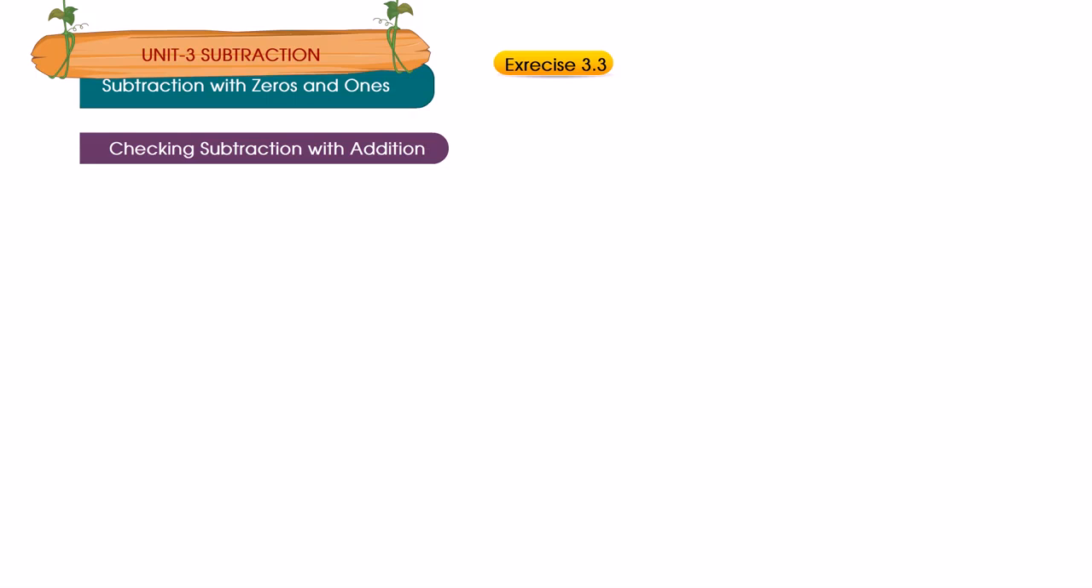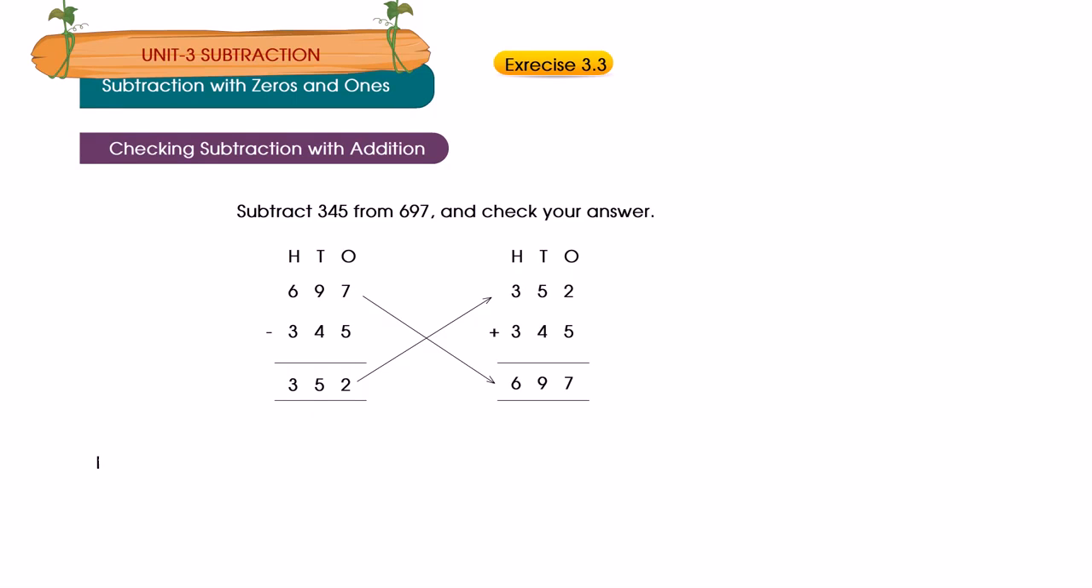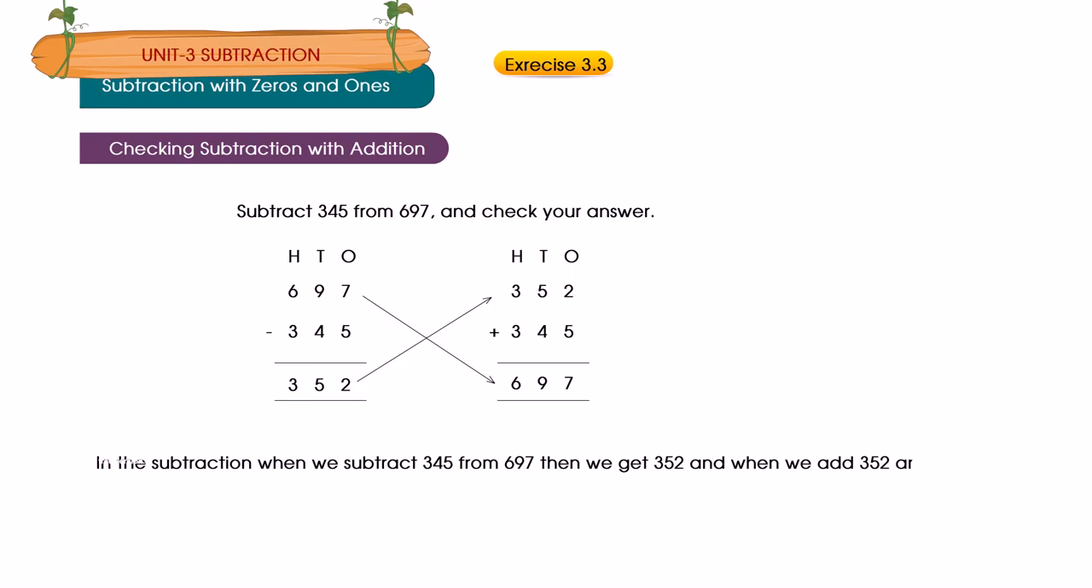Checking subtraction with addition. Subtract 345 from 697 and check your answer. In subtraction, when we subtract 345 from 697, we get 352. And when we add 352 and 345, we get 697. Hence, the subtraction is correct.